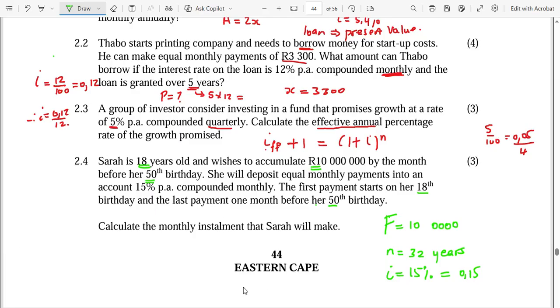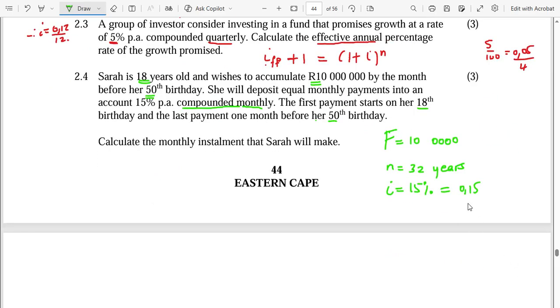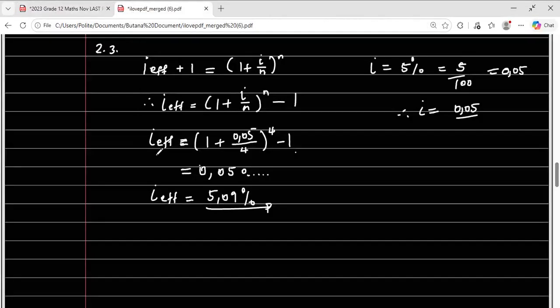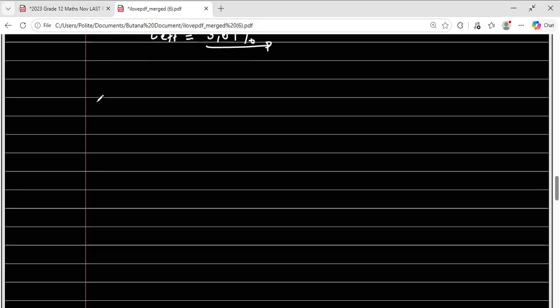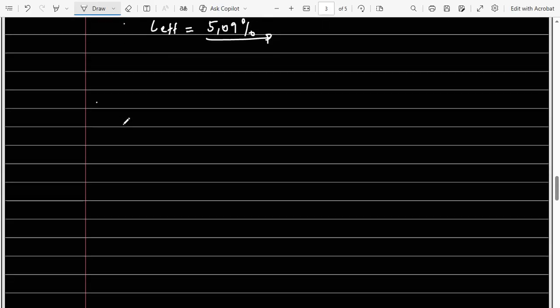Okay, I think we are missing something here. Look at this: compounded monthly. If it's compounded monthly, remember the i should be divided by 12. Calculate the monthly installment, which is X, that Sarah will make. So you need to ask yourself, do I have a monthly installment? Yes. What are those monthly installments for? That's for investment. So if it's an investment, that's a future value. Then you write the formula for future value down.